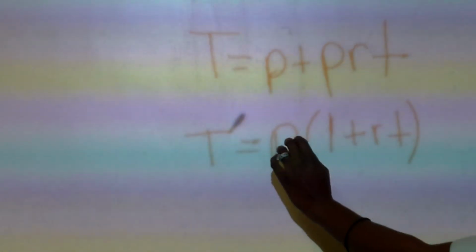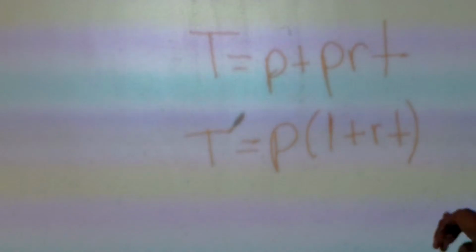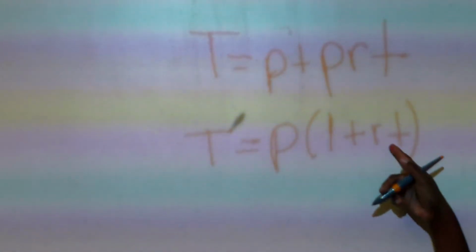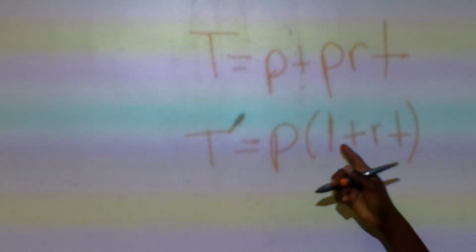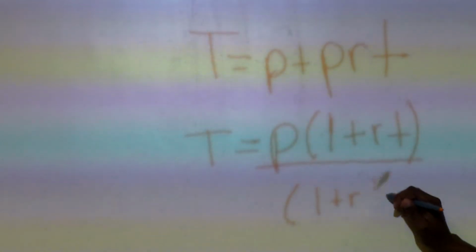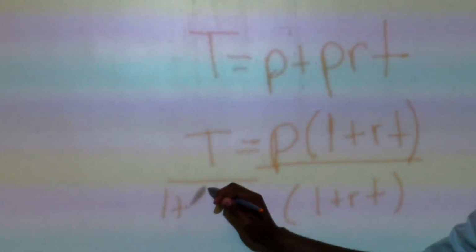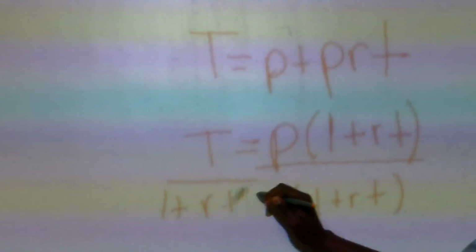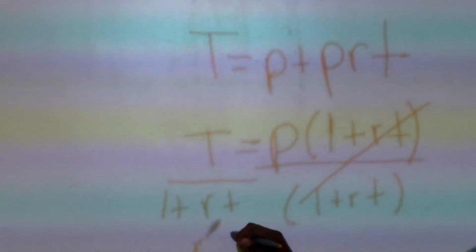And now that there's only 1 P in the problem, can we isolate the P? Yes. How is P bonded to the parentheses? Multiplication, so we can separate it by division. So we're going to divide both sides by 1 plus RT. That cancels, and so now our answer is P equals T divided by 1 plus RT. I'll pull that down so you can see a little better. There's the answer.